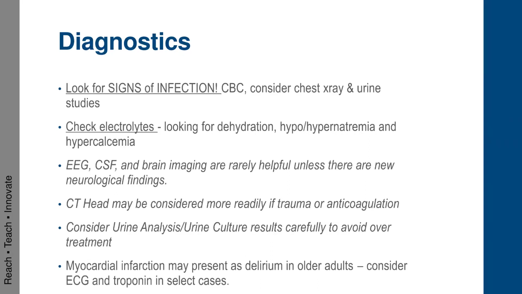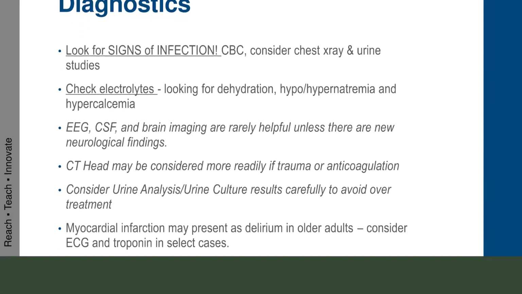Also, definitely consider urine analysis and urine cultures, but then you have to be cautious that we don't over-treat, which is a frequent thing that occurs in older adults, that if there's a little abnormality in the urine, that we assume that that's the source of delirium and miss other sources of delirium. Myocardial infarction may also present as delirium in older adults, so definitely consider an EKG and troponin in selected cases.